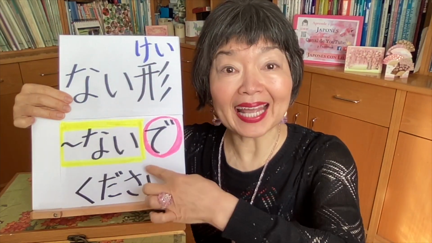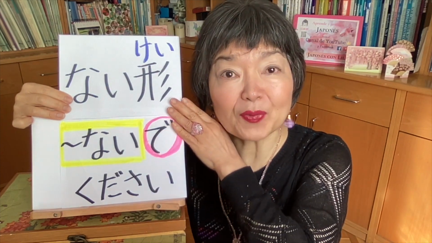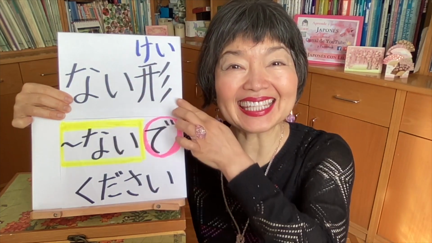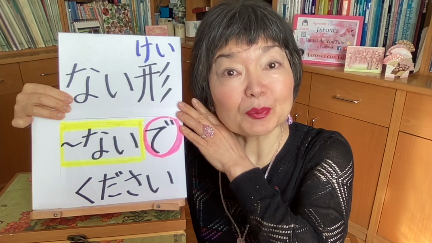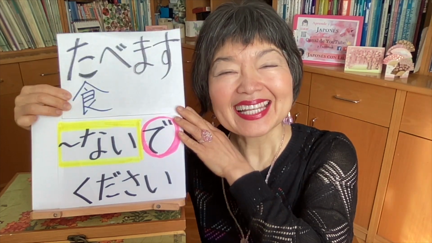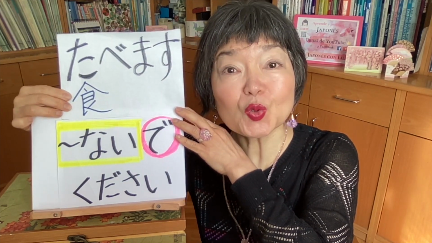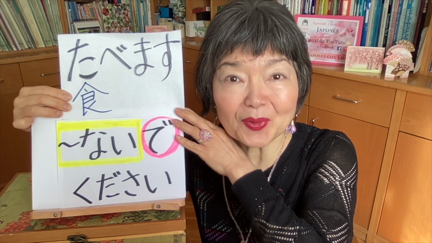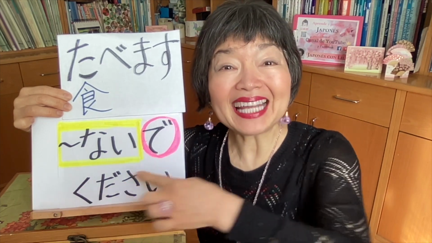We are going to learn this expression ないでください. In this expression, this part ない is the ない form of the verb (ない形), and it means please don't do. The verb 食べます, to eat, has the ない form 食べない, so 食べないでください means please don't eat.